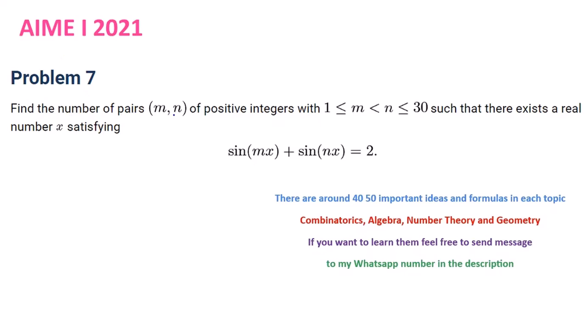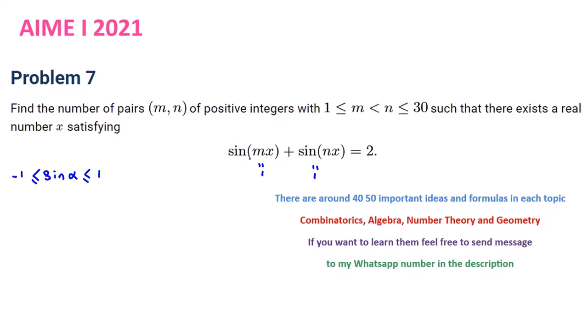Find the number of pairs m and n of positive integers with 1 less than or equal to m less than n less than or equal to 30, such that there exists a real number x satisfying sine mx plus sine nx equal to 2. Okay, so we know sine of an angle is between what and what? Sine of alpha is between -1 and 1. So because this sine plus this sine equals 2, both of them should be equal to 1. Okay, because maximum of first one is 1, maximum of second one is 1. And you can consider both of them should be 1.